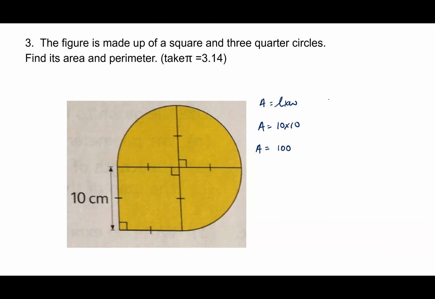Okay. And then for finding the circle, I did area equals pi r squared. I did 3/4 times 3.14 times 10 times 6. Okay, nice job. And what did you get for the area of the 3/4 circles? 235. All right, nice job. And so total was 100 plus 235.5, which equaled 335.5 centimeters squared.